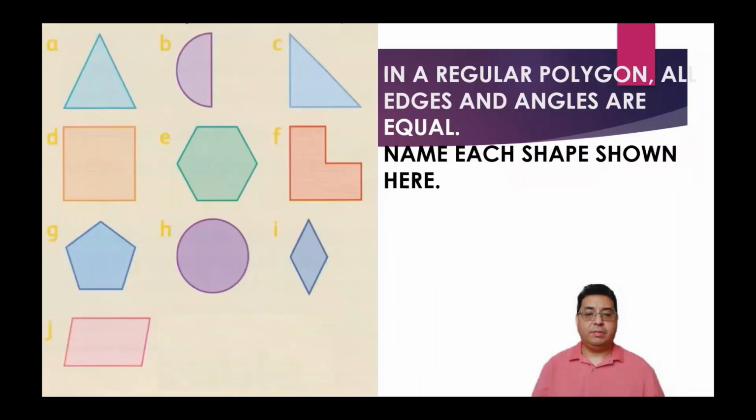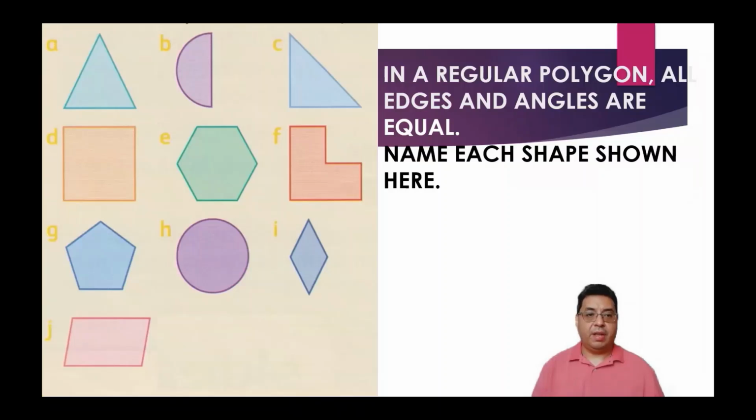So I've got these 2D shapes here, and I've got a statement above that says, in a regular polygon, all edges and angles are equal. Name each shape shown here. So I'm just going to label the shapes here from letters A to J.